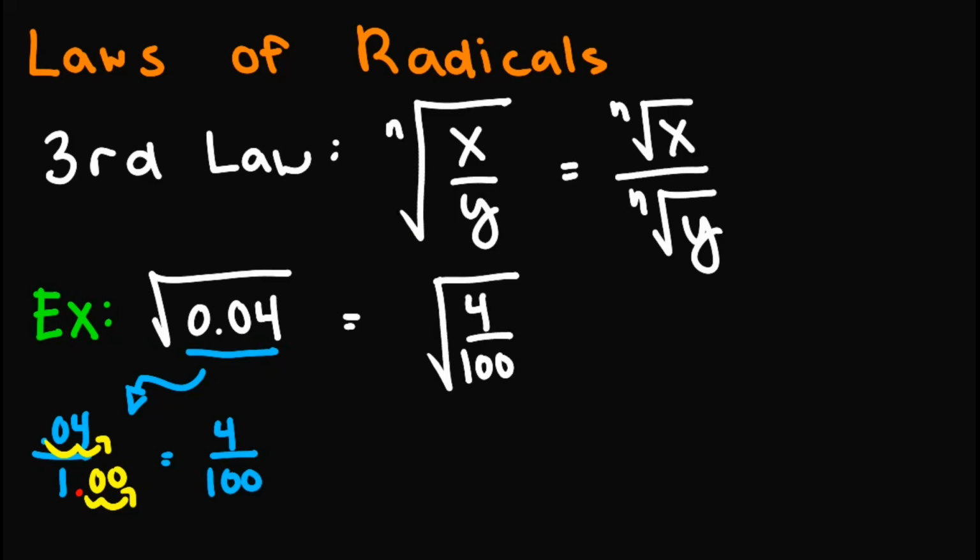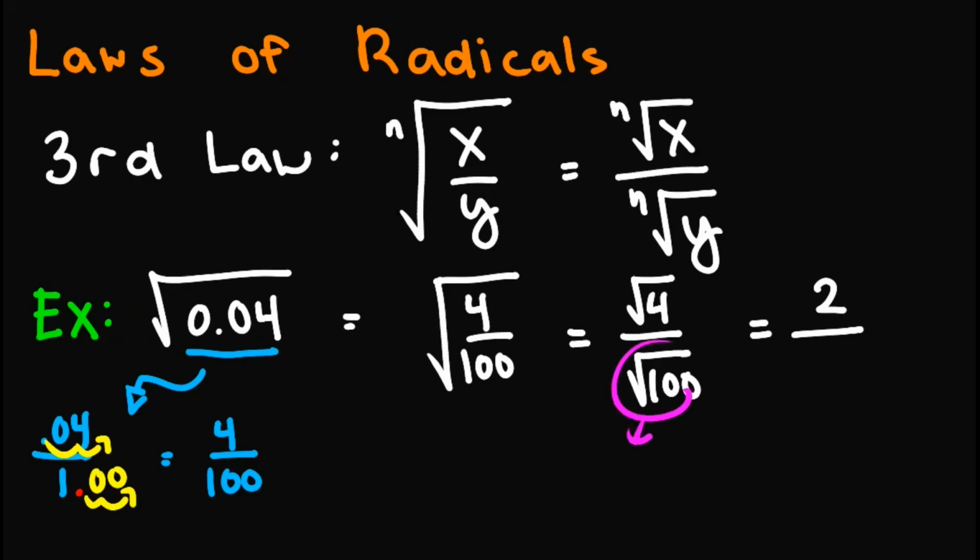Now for this one, by the third law, we know that this one is equal to square root of 4 over square root of 100. Now, we know that square root of 4 is simply 2. And for square root of 100, if you're unsure, you can still write this one as square root of 25 times 4. Then apply the product, the second law a while ago. So this one is square root of 25 times square root of 4, or simply 5 times 2, or 10.